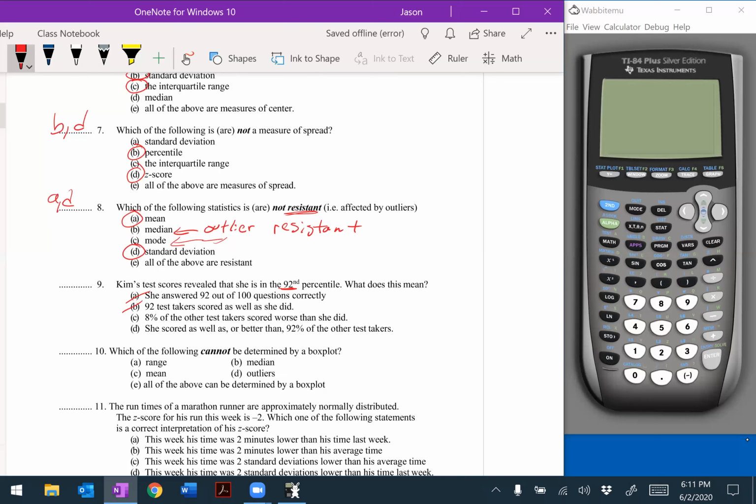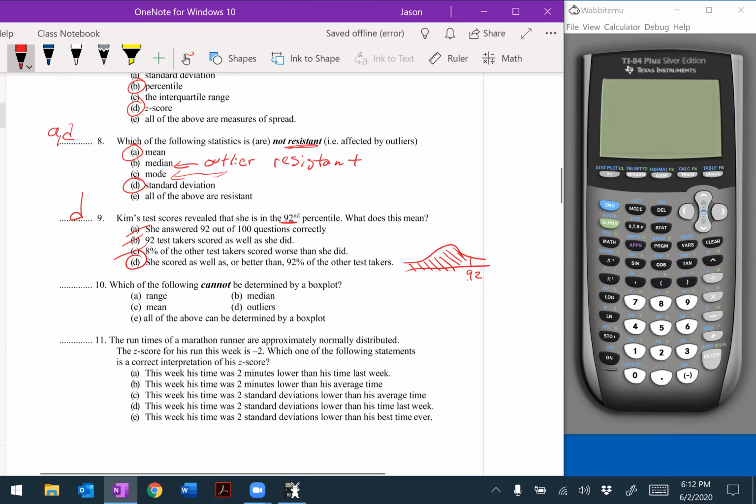Nope. Okay, 8% of the other test takers scored worse than she did. No, that would mean that she's in the 8th percentile, not the 92nd percentile. She scored as well or better than 92% of other test takers. She would be way over here at 92%, and she would have scored better than 92% of the other test takers. That is correct, D.